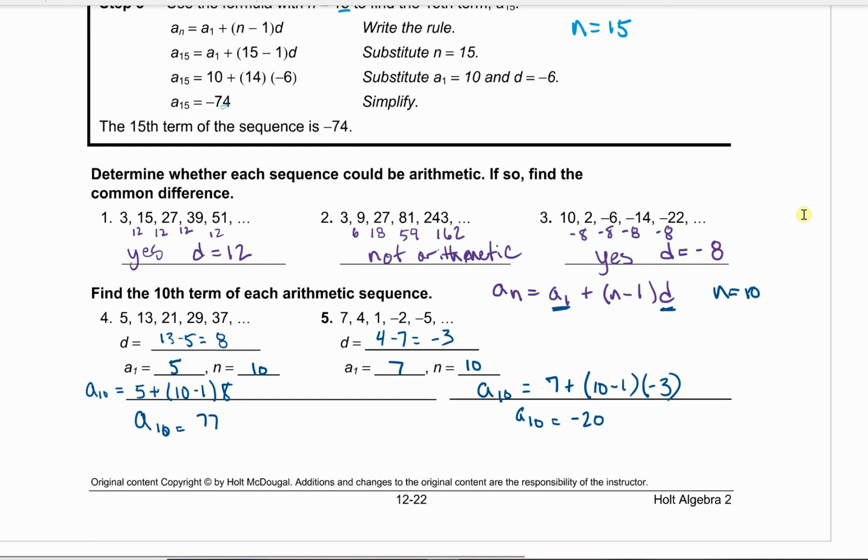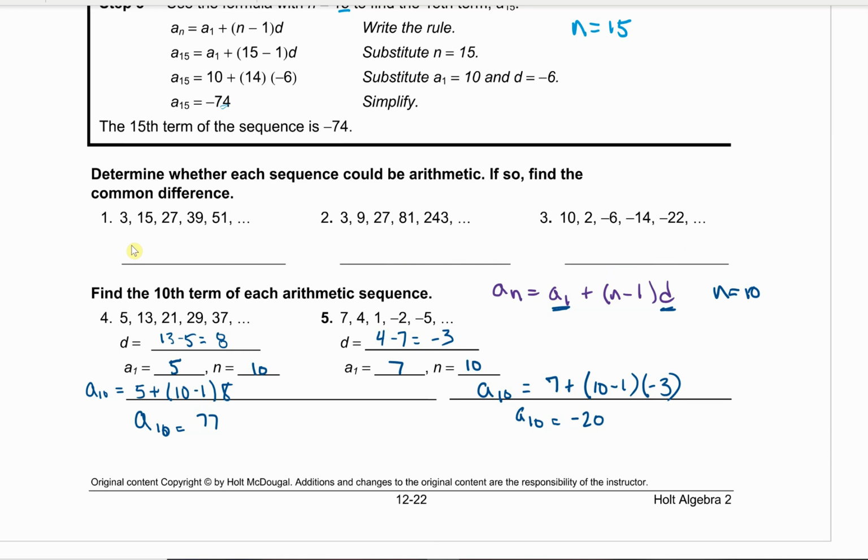So let's do, looks like I already did these, so one second here. I'm just going to erase all of this so that we can do it together.